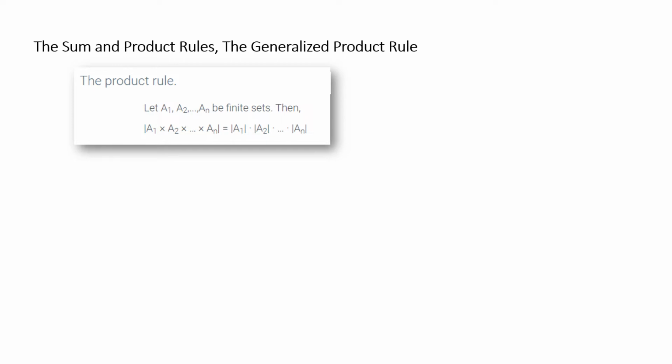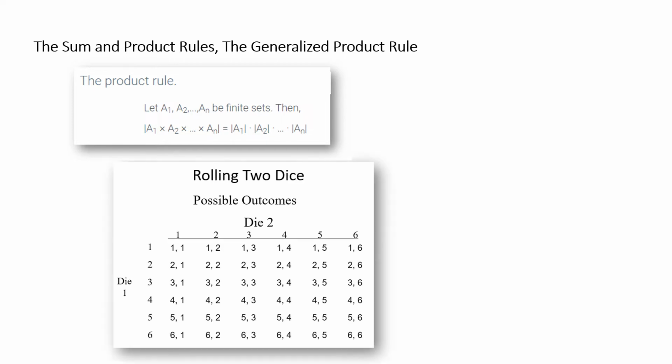So let's now read this. It says, let a sub 1, a sub 2, up to a sub n be finite sets. Then the number of elements in the cross product of all of those is equal to the same thing as if we were to take the number of elements in a sub 1, multiply that by the number of elements in a sub 2, and so on. So just multiplying all the number of elements in all of those sets together. Now at this point, I know it probably isn't making a lot of sense, so let's look at an example.